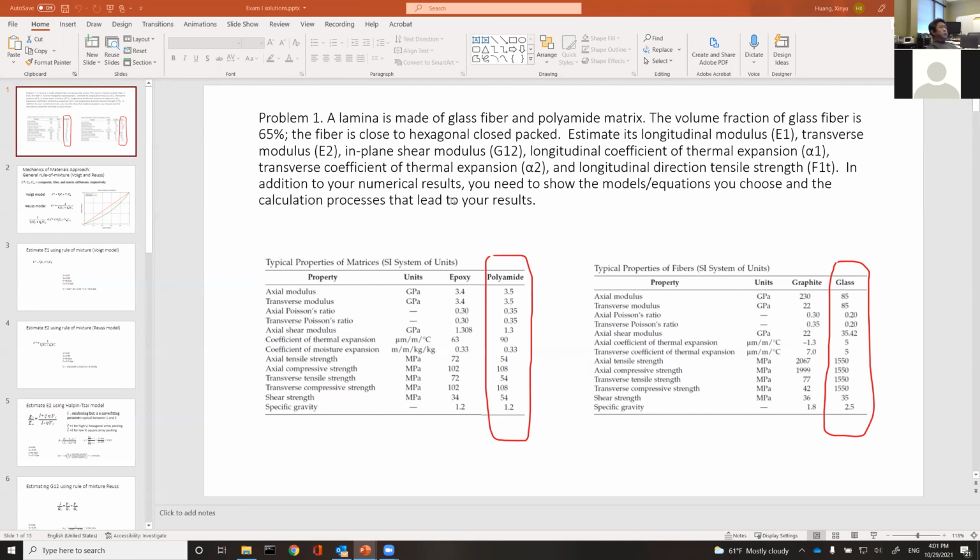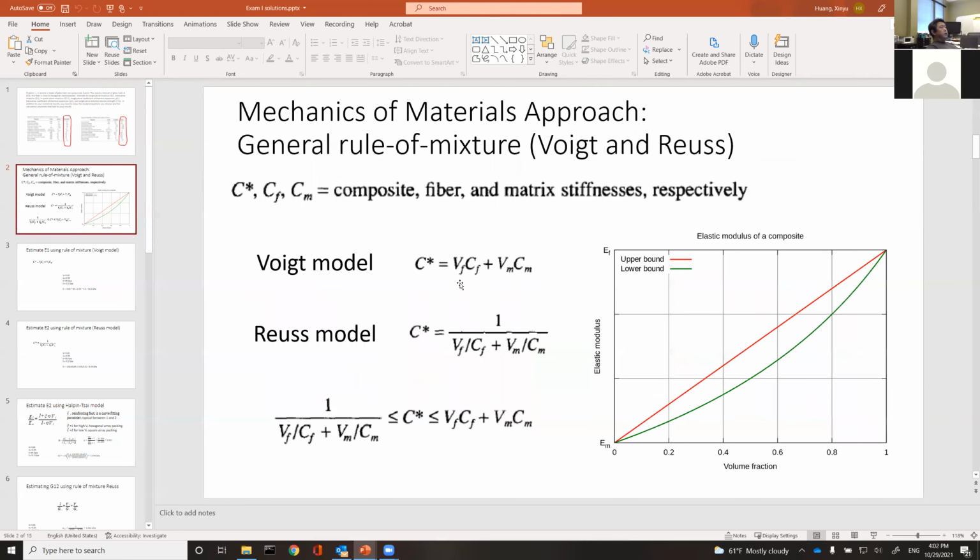I didn't really limit what method you use. For certain parameters you can use different models. E1 is typically the easiest one to estimate very close to the true value. E1 is the fiber direction modulus, and it's better to estimate it using a Voigt model.